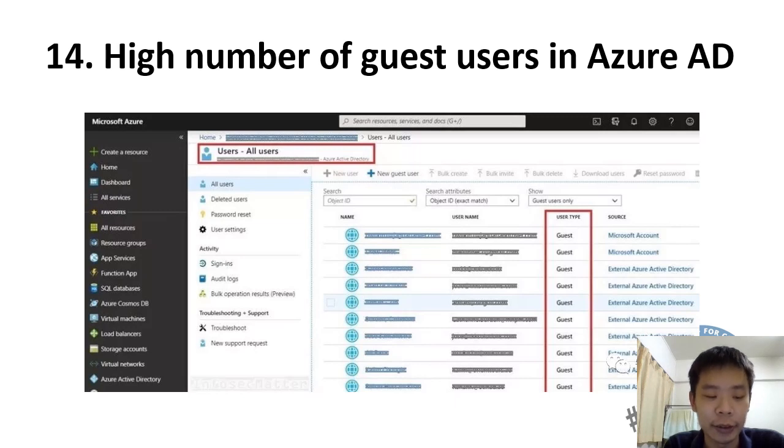This is very dangerous. The guest account often becomes an attacker's foothold in the network environment, which may lead to privilege escalation and other problems in the Azure cloud environment. Therefore, the number of guest accounts should always be tracked. In fact, CIS benchmarks even recommend not using guest users at all.